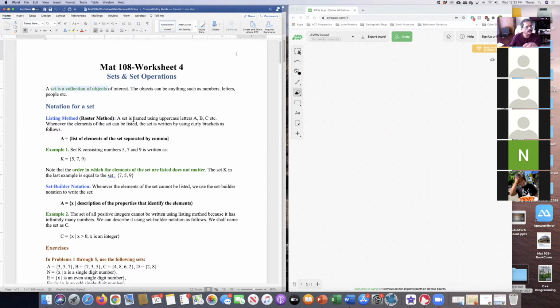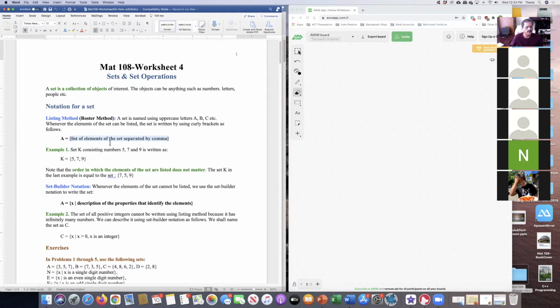Now to write down the set, to describe the set, there are two ways. One of them is called listing method or roster method, in which you basically write curly brackets and then list all the elements inside the curly brackets. That's what we call listing method or roster method. I'm giving you both names because books use both. Some books use the roster method, some books use listing method. You should understand that they're both the same.